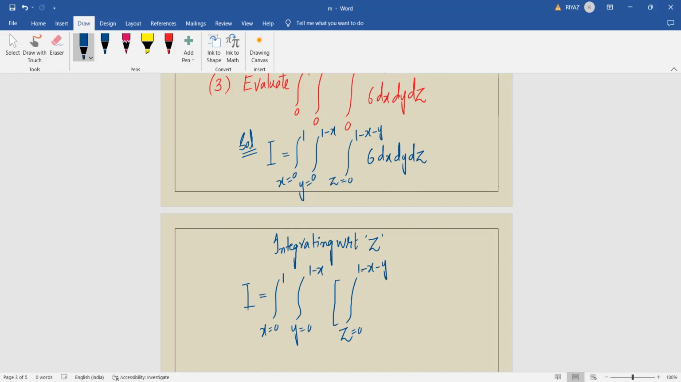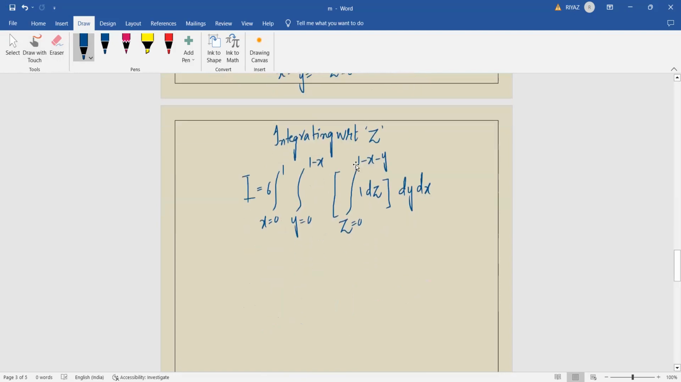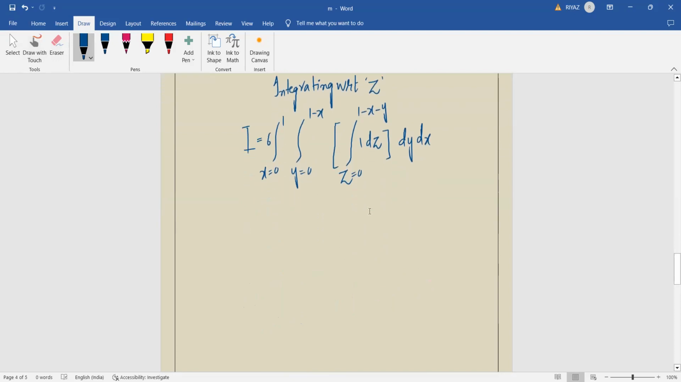Do one thing: 6 is an overall constant. Pull it out. 6 outside. So 1 dz, nothing else is there, so just 1 dz. Bracket closed, region closed. Then dy and then dx. Now the integral of 1 dz is z.